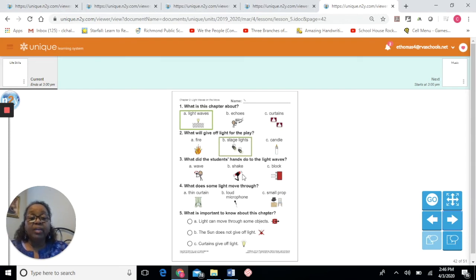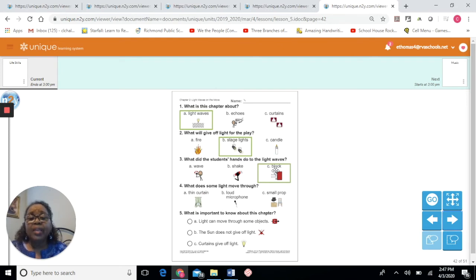What did the student's hand do to the light waves? Wave, shake, or block? On this one, I think it would be really easy for us to get rid of 2 ridiculous answers here. We didn't use our hands to wave at the light waves. That is not what happened. And our hands most certainly did not shake. So we can actually slash and trash those 2 because we are very sure that those were not used. And therefore, I'm thinking, what did the students' hands do to the light waves? The students' hands blocked the light waves.